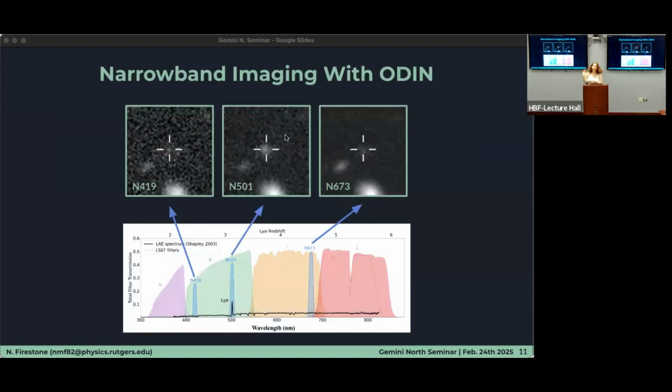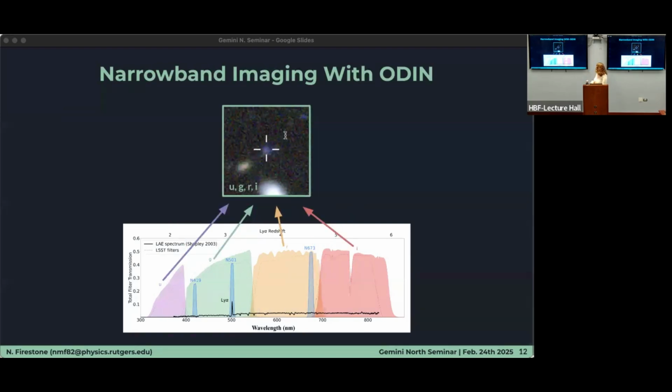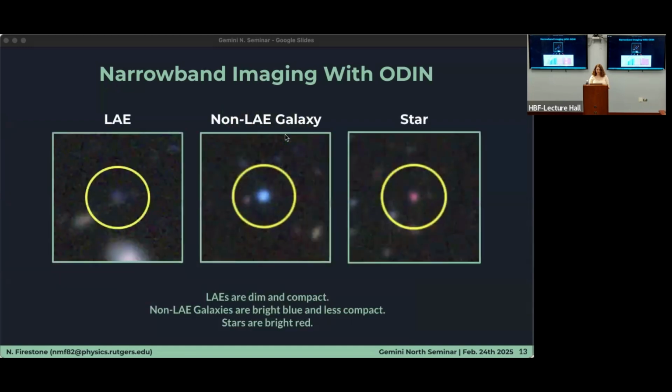So here are some of the filters that we use for ODIN. I have highlighted some postage stamp images from our narrowband filters, and this is for an LAE that has a redshift of 3.1, which we would see most prominently in the N501 narrowband filter, the one in the middle here. As I mentioned, we then pair this with the broadband data. So here is a composite image of broadband data, and then we can see different objects.